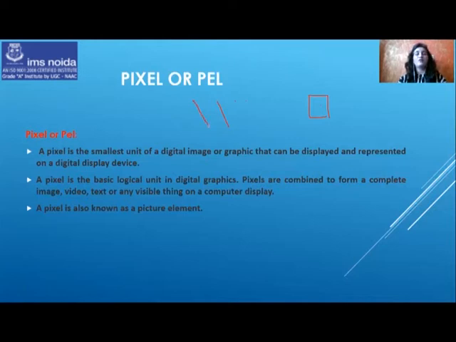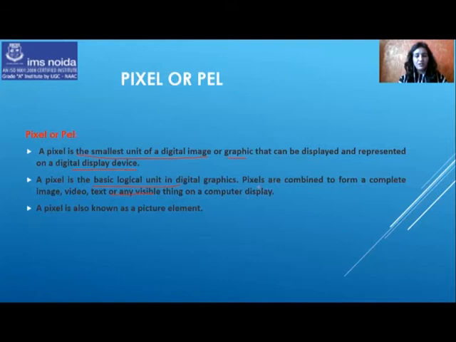So in computer graphics, there are lots of algorithms, methods and procedures through which you can produce various images with the help of pixels, right? Without pixels, nothing is possible in computer graphics. So let's start the definition. What is a pixel? A pixel is the smallest unit in a digital image or graphic that can be displayed or represented on a digital display device, right? So a pixel is the basic logical unit in digital graphics. Pixels are combined to form a complete image, video, text, or any visible thing in computer graphics.